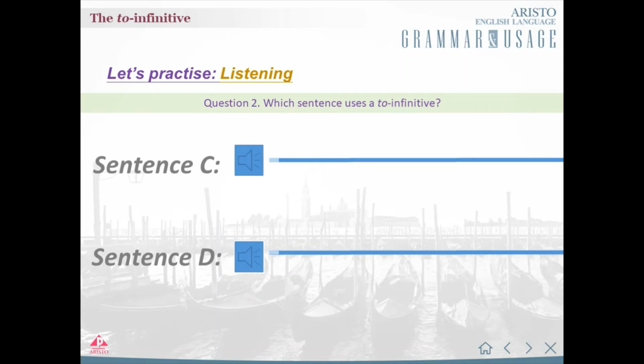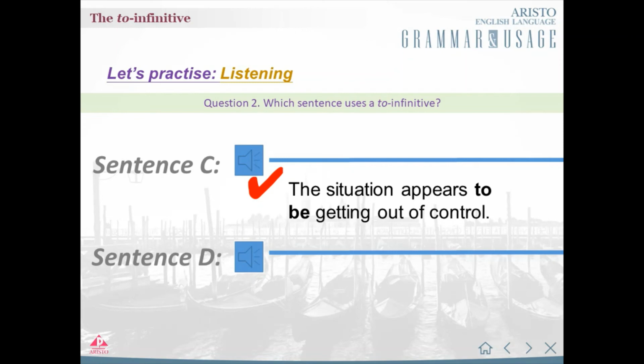Question 2. Listen to sentences C and D and decide which sentence uses a to-infinitive. C. The situation appears to be getting out of control. D. The situation is getting out of control. The answer is C. The situation appears to be getting out of control.